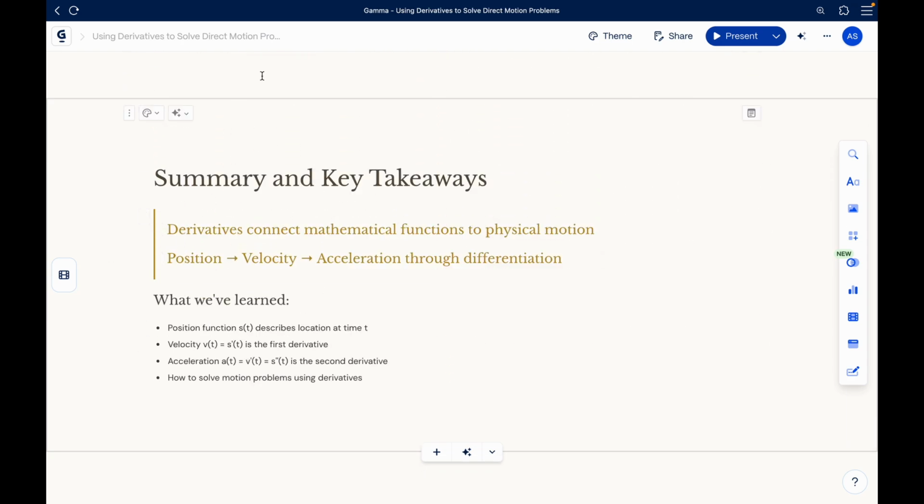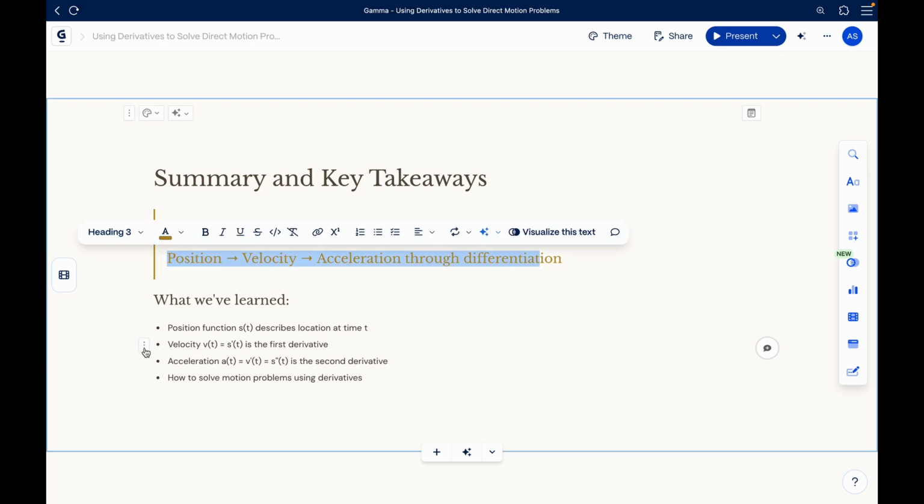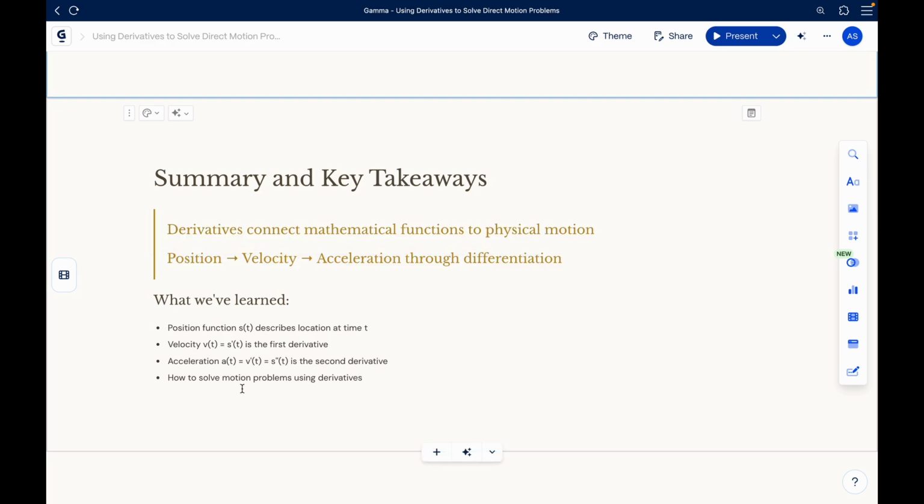Here is the summary and a few key takeaways. Position to velocity to acceleration through differentiation, and at the bottom is what we've learned.